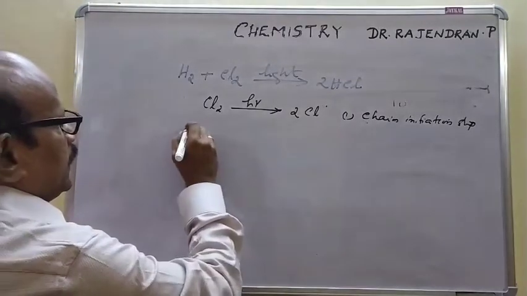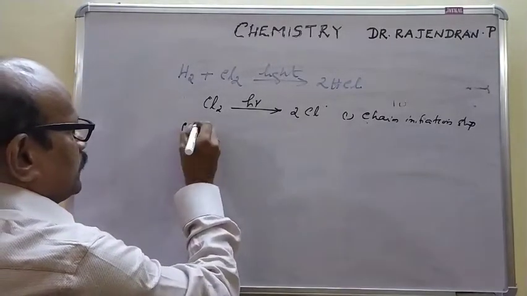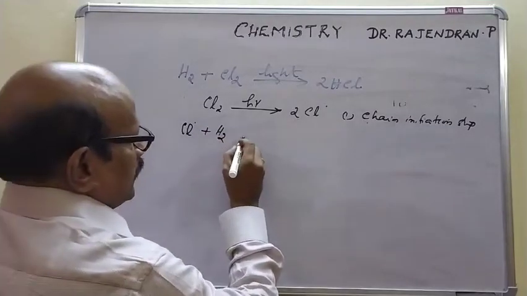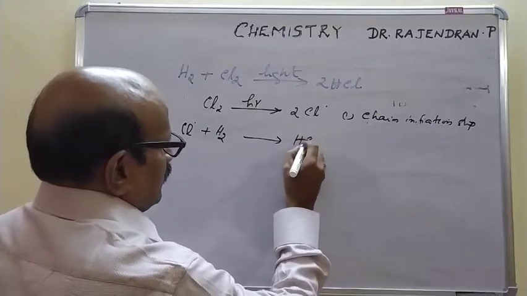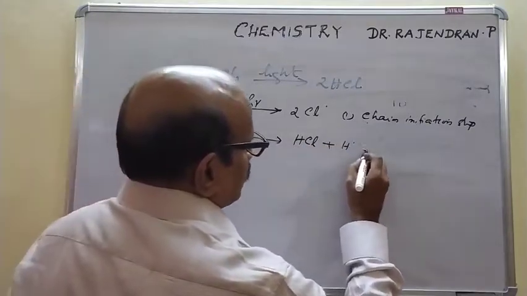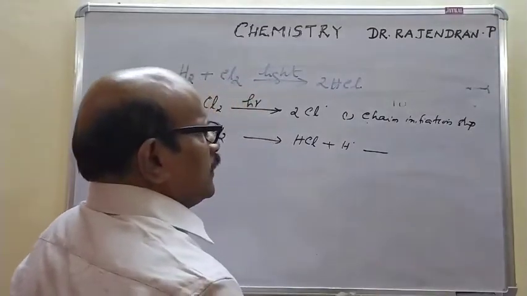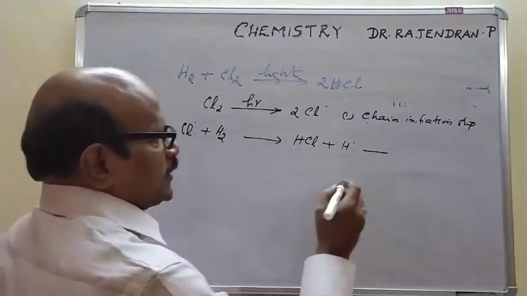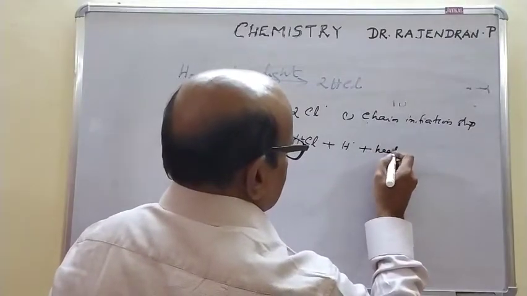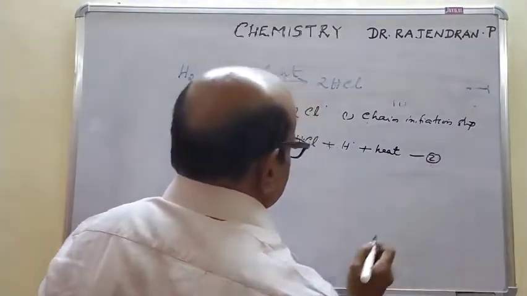The chlorine atom thus produced reacts with the hydrogen molecule in the reaction system giving HCl plus hydrogen radical. This is the first chain propagating step, and this is exothermic, plus heat. This is equation number 2.